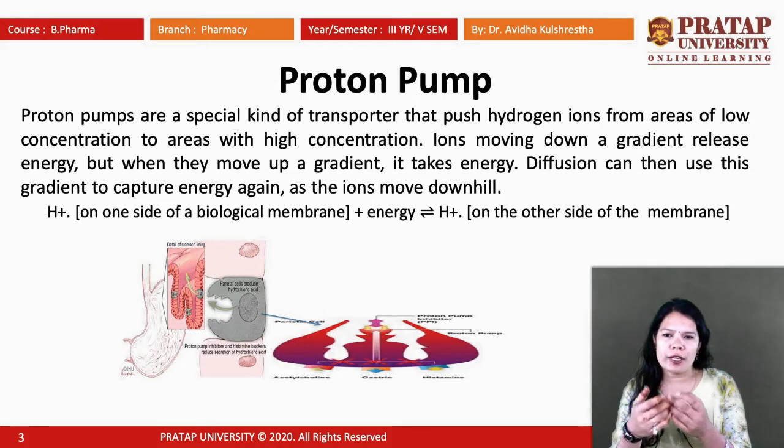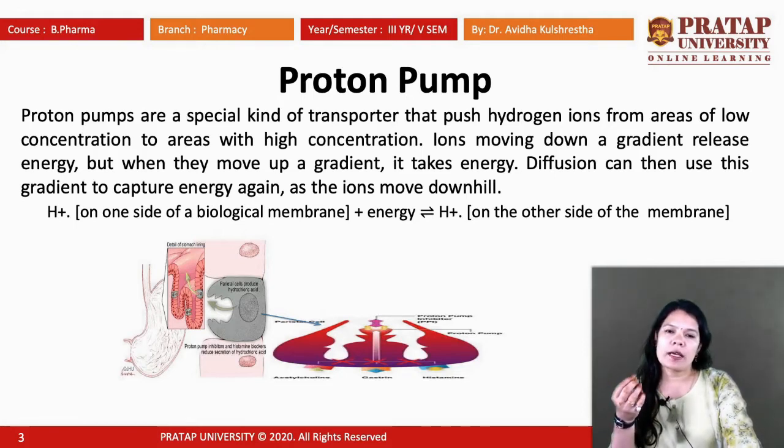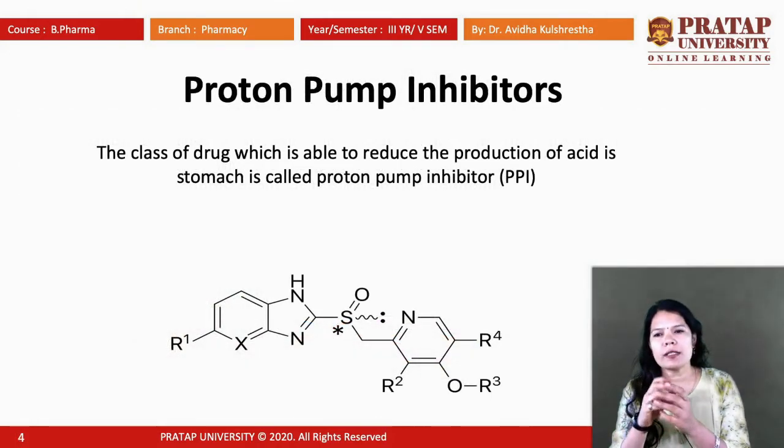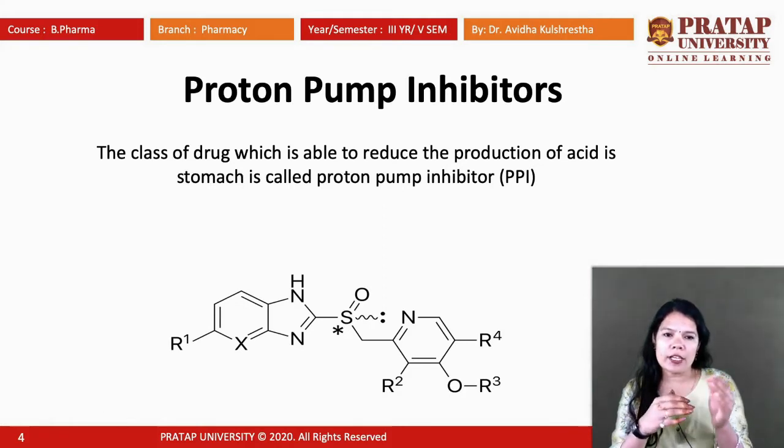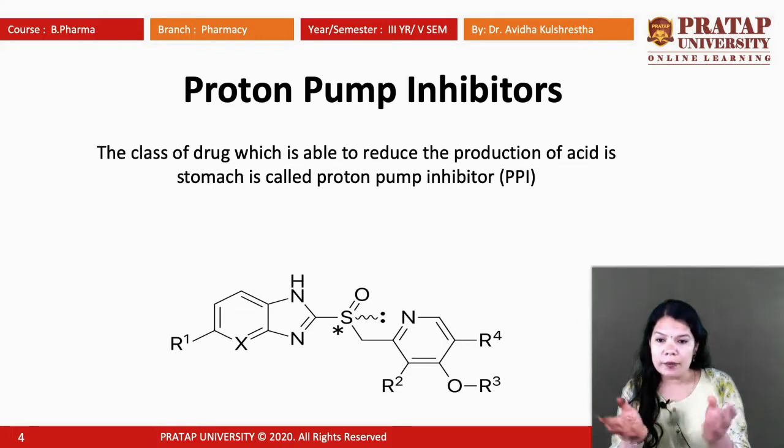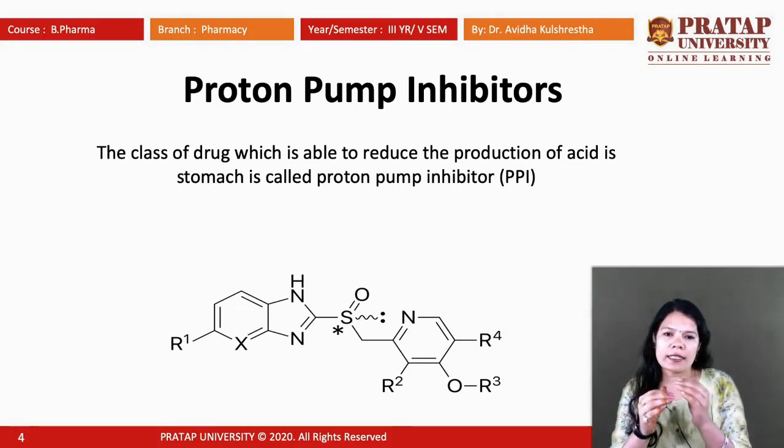Okay, and whatever the biological membrane or the other supportive phenomena going on, that is called proton pump inhibition. Now we will discuss what the proton pump inhibitors are. Proton pump inhibitors are a class of drugs which are able to reduce the production of acid in the stomach. So how are they reducing the production of acid in the stomach? Protons are H plus ions, and H plus ions are released from acids. As the H plus ions increase in the stomach, it will definitely increase the acidity.